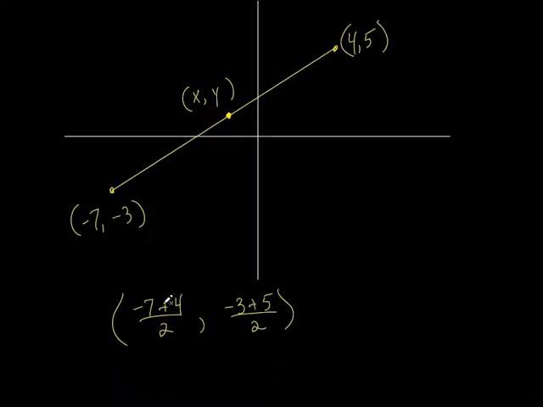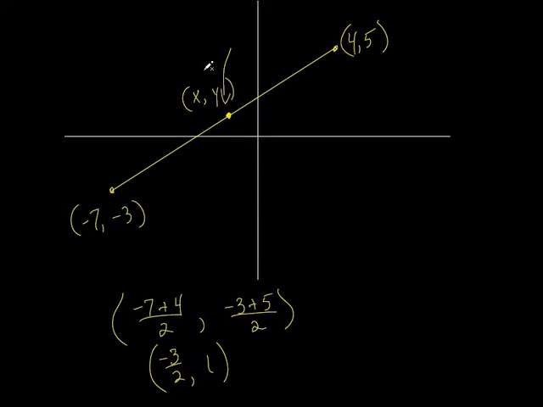I don't know if it comes out nice or not. What's that? Negative 3 over 2? That's all right. It can come out to a fraction. We're fine with that. Negative 3 plus 5, that's 2 over 2, which is 1. That's my midpoint right there. That's where that point is located.